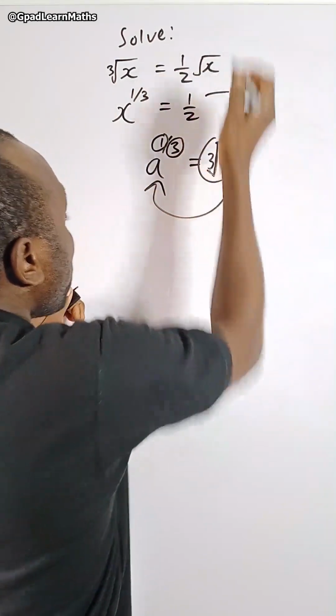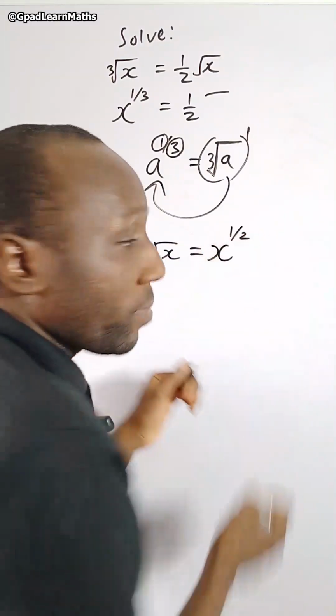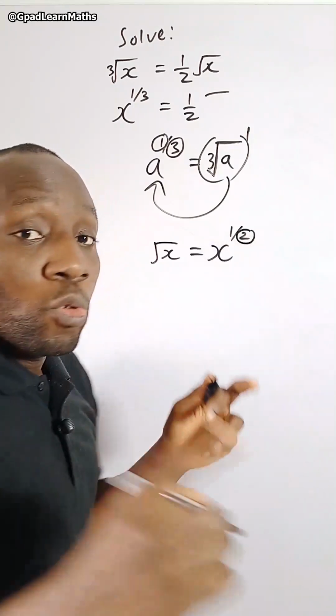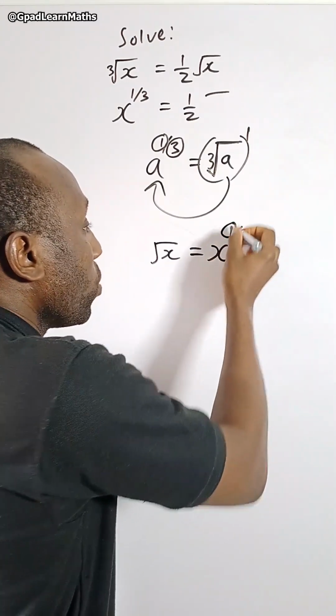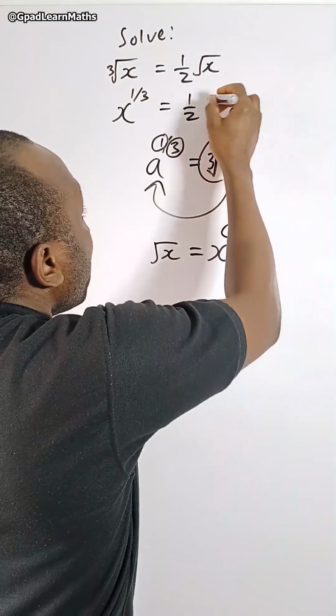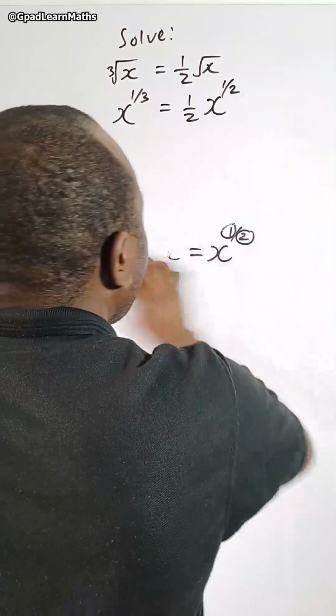What about the square root of x? I can rewrite it as x raised to power 1 over 2. Same thing I did before. This denominator is what? Root, while the numerator is what? Power. So that's going to be what? X raised to the power of what? 1 over 2. So let me take this off.